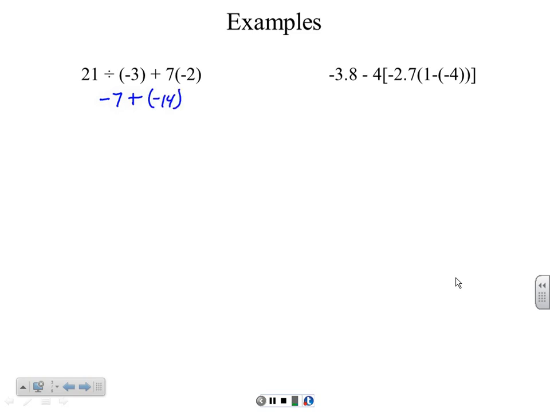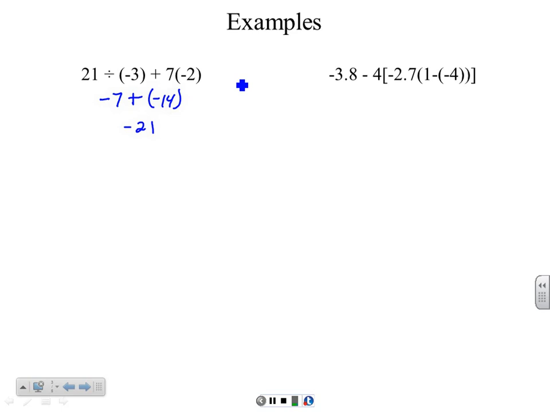14. So in this section, what we're introducing basically is the positive and negative numbers. So just remember that when we write a negative number and it's embedded, I always use the parentheses just to signify that we do have a negative number. So now what we have is negative 7 and negative 14, which is going to be a negative 21.